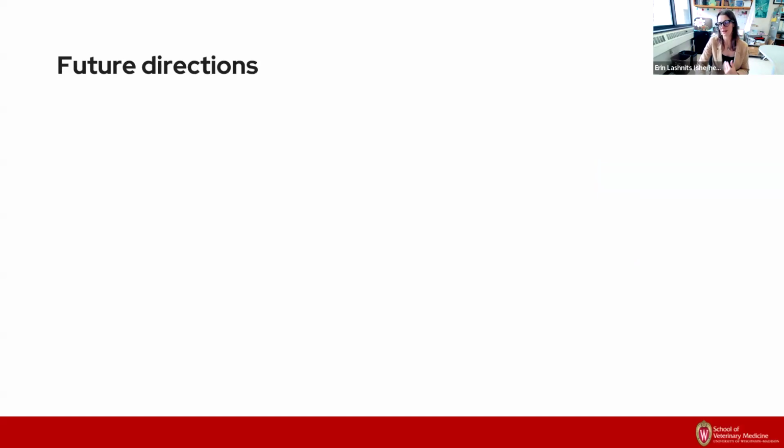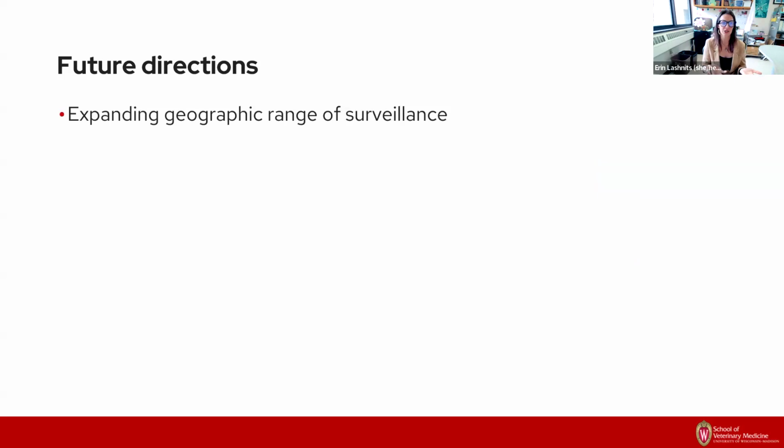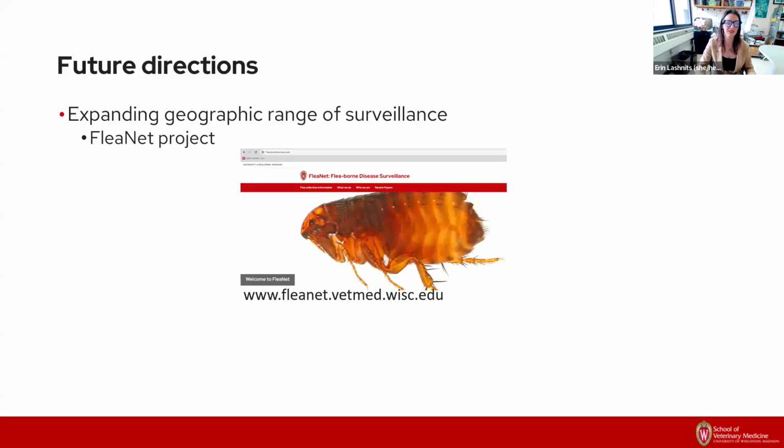In terms of future directions for my own research, I'm hoping to expand the geographic range of surveillance for cats and cat fleas. I'm doing this with something that I've called the FleaNet project. This is a multi-year study trying to basically collect fleas and test for pathogens from cats from all 48 continental United States. So we're trying to expand the geographic span of this project really immensely. If you're interested in learning more, I do have a website that shows the current status, what fleas we've collected, what states we've collected from, and just some more information generally about fleas and flea-borne disease.